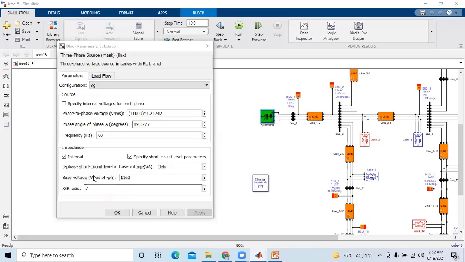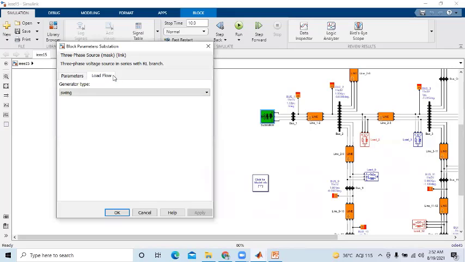The base voltage has been taken as 11 kV and the X/R ratio for this is taken as 7. For the load flow, this generator type has been considered as a swing generator, swing bus. Therefore, bus number 1 is being considered as the swing bus in this case.